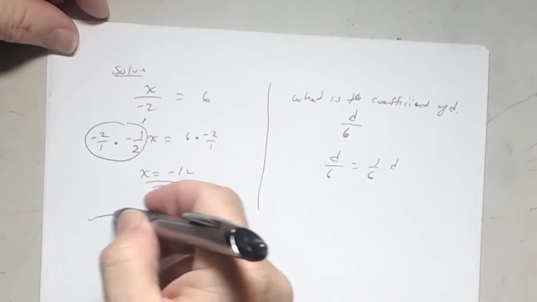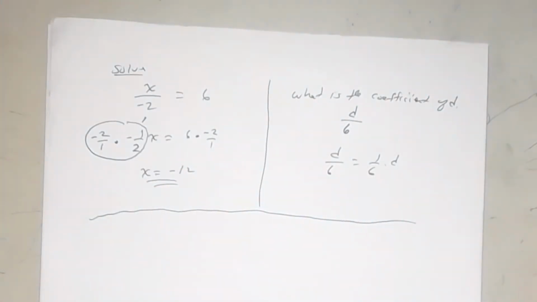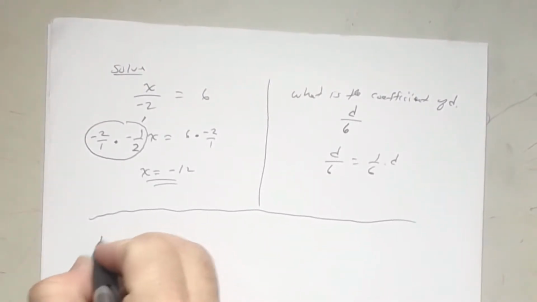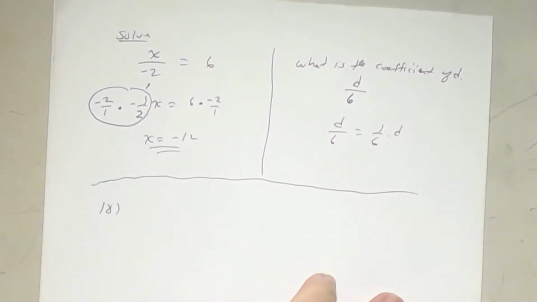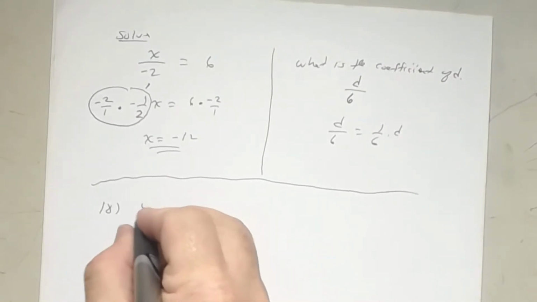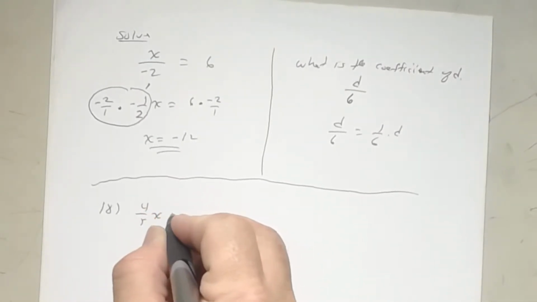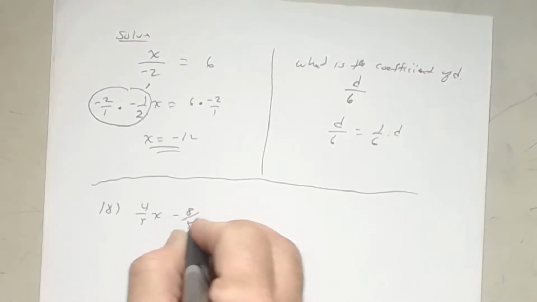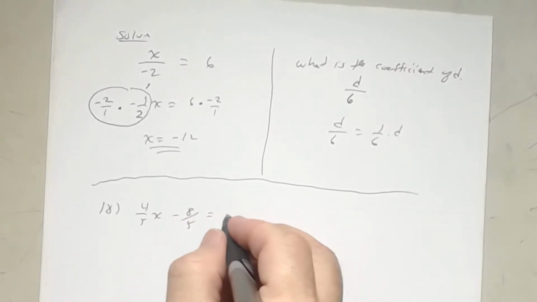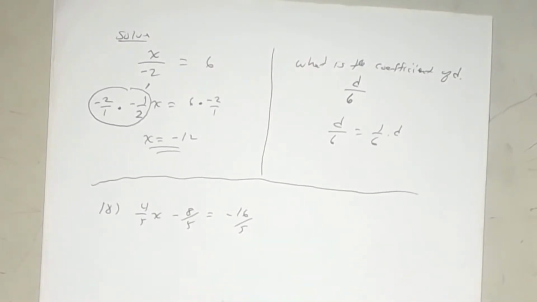Now, let's look at something that has a fraction in it. So this is going to be number 18. Now we're going to do 18 two ways. So we have 4/5 x minus 8/5 equals negative 16/5. Now this could have been in section 9.1 and 9.2, because if you notice the denominators are the same.